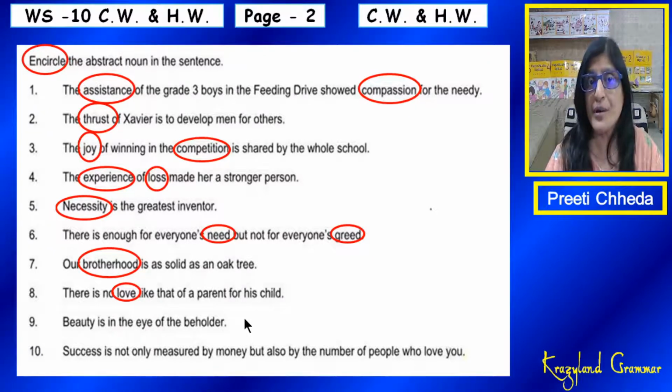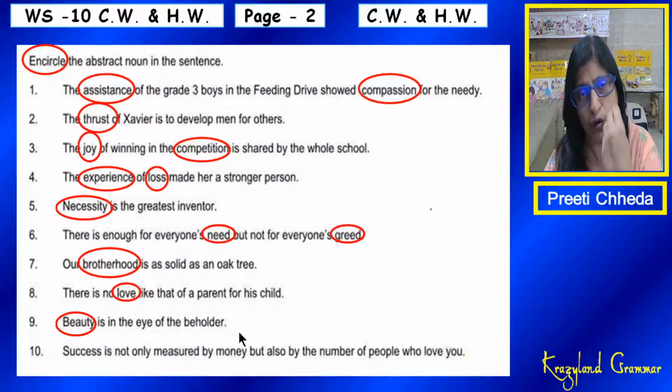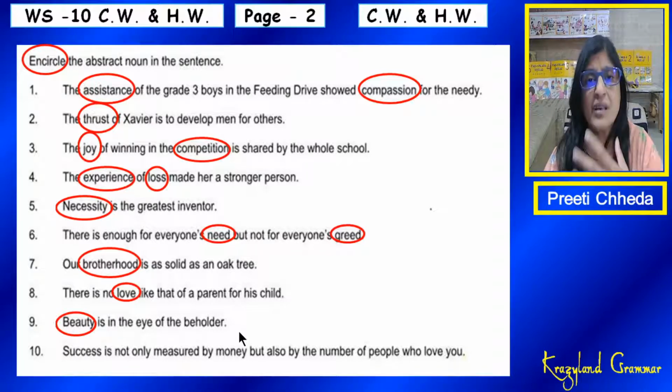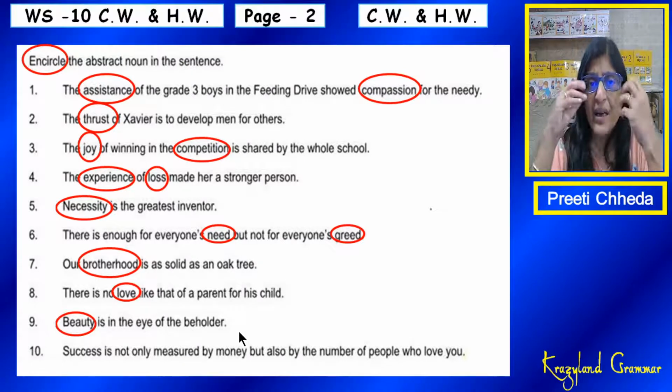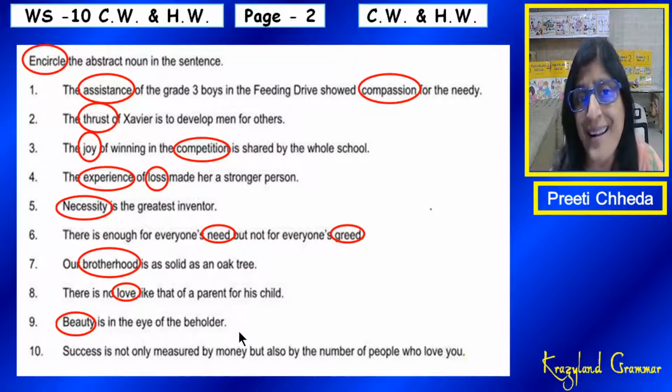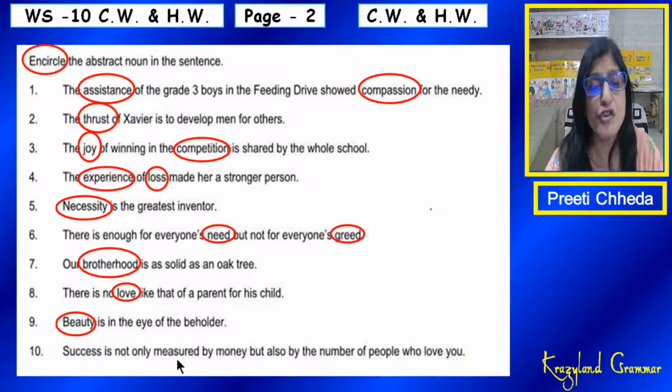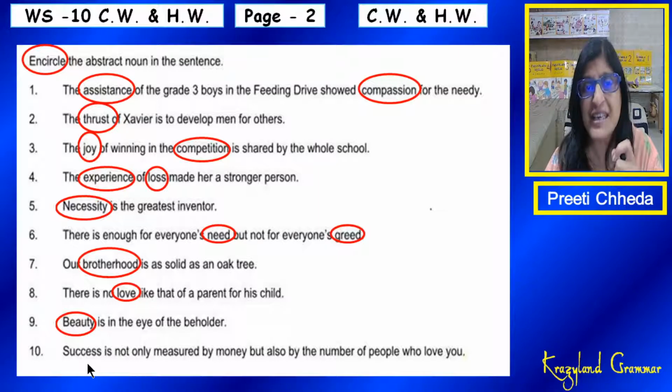So beauty, yes. Abstract noun. is नहीं, in नहीं, the नहीं, eye नहीं, of नहीं, the नहीं, beholder. Beholder is the person जो देखता है, उसकी आंखों में सुंदरता होनी चाहिए। अगर हमारी आंखों में सुंदरता है हमें सब अच्छा लगेगा, अगर हमारी आंखों में ही ब्यूटी नहीं है, सुंदरता नहीं है, तो हमें कुछ भी अच्छा नहीं लगेगा। So clear.